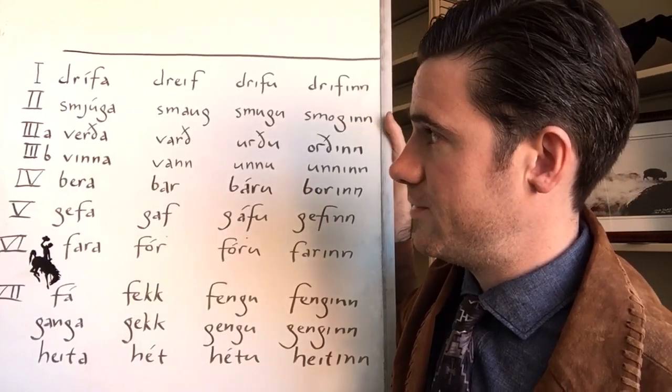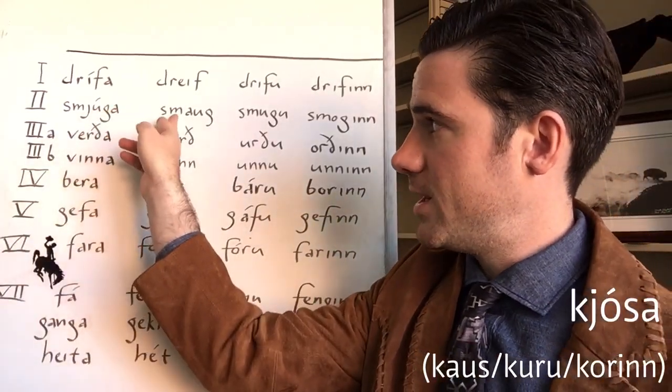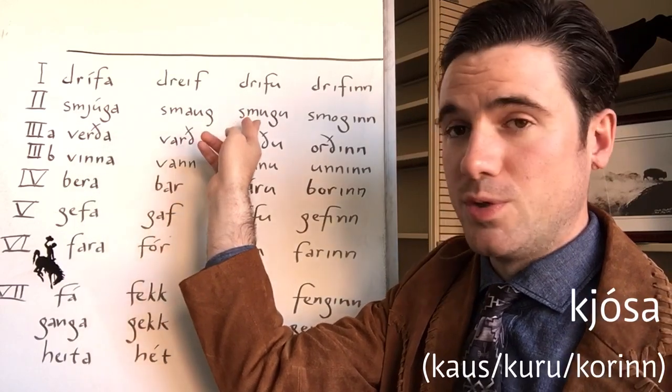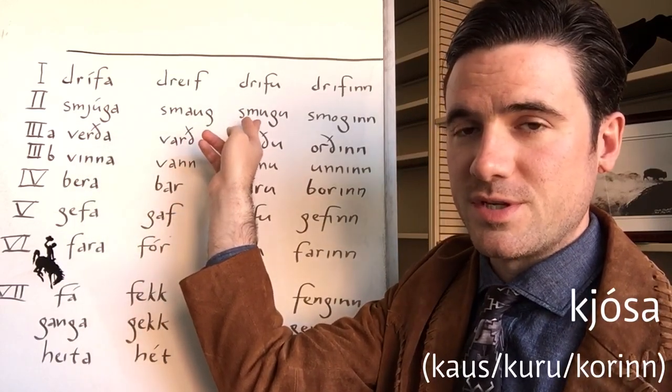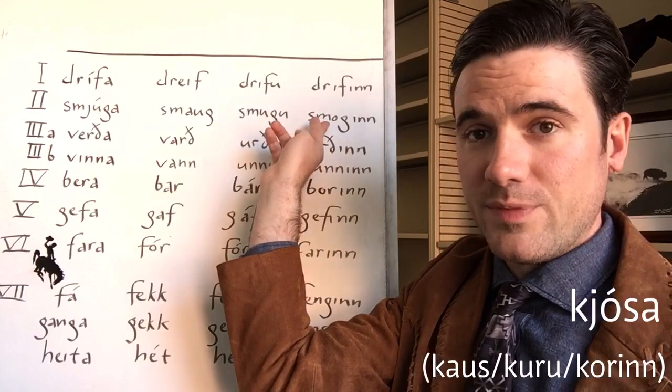So other verbs that have ju or jo in them will work the same way. So kjosa, to choose, past third singular will be kaus, she chose. Kuru, with the Werner's law mutation of s to r, they chose. And koren, kuren, they have chosen.